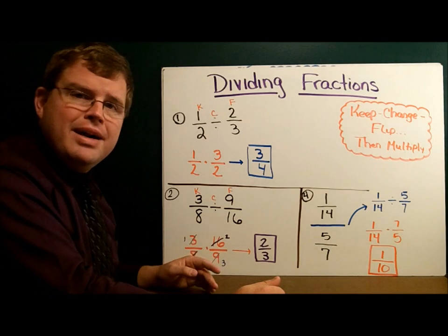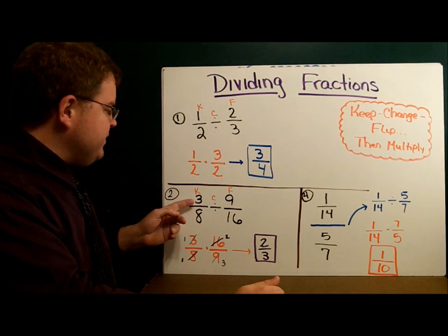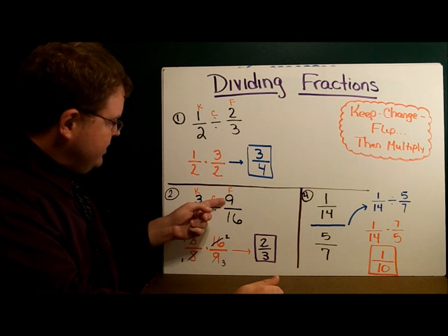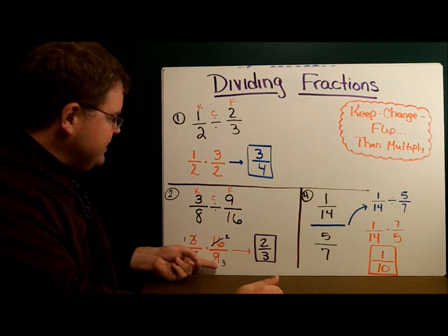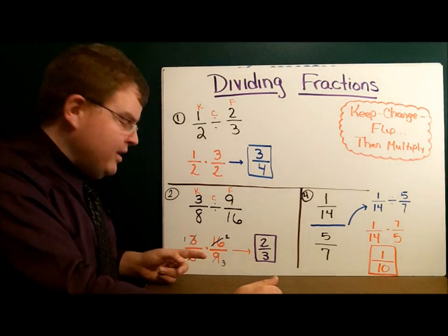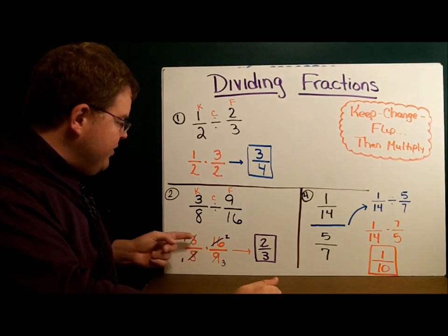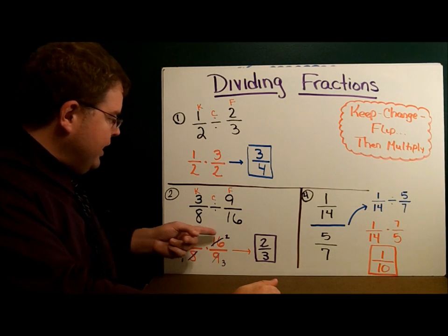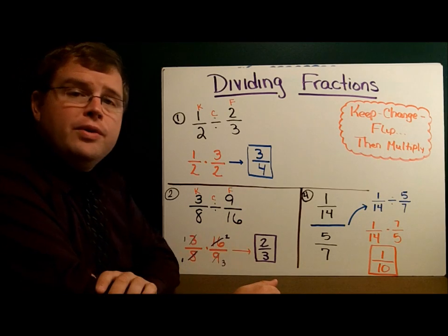Example 2 is the same idea. Keep, change, flip. So 3/8 times, flip the next one, 16 over 9. And now I'm just doing my basic multiplication. Here I said, well, 3 and 9 reduce to 1 and 3. 16 and 8 reduce to 1 and 2. I come up with 2/3.